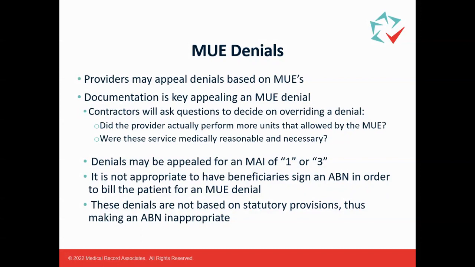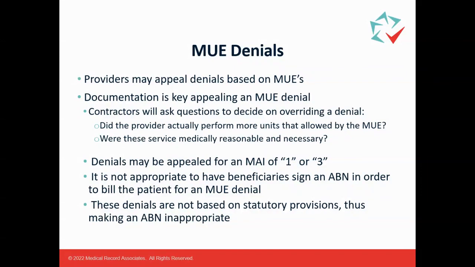Denials may be appealed for an MAI of 1 or of 3. So again, that 2 category is not able to be appealed. Trying to do 2 units on an appendectomy was one of my examples there. That is absolutely anatomically based reasoning that cannot be done twice in a date of service. So the appeals are for MAIs of 1 or of 3.